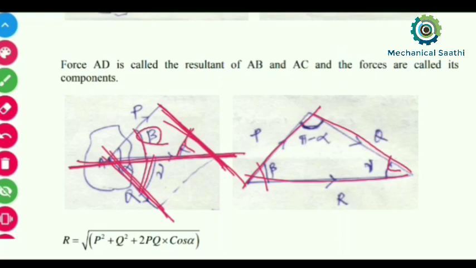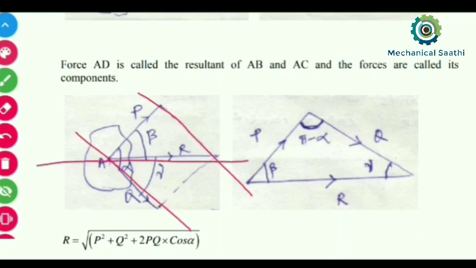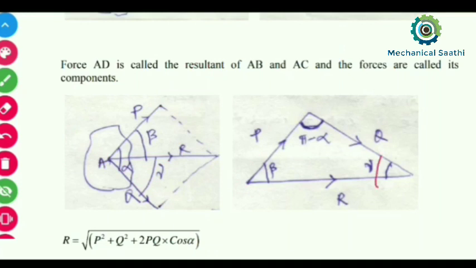I think you can understand, or let me try again. These are two parallel lines, and this resultant line intersects both of them, this one and this one. Then this angle will be equal to this angle. That's how we can say this angle will be equal to gamma. So this angle is equal to gamma. After finding these two angles, this angle can also be found out.